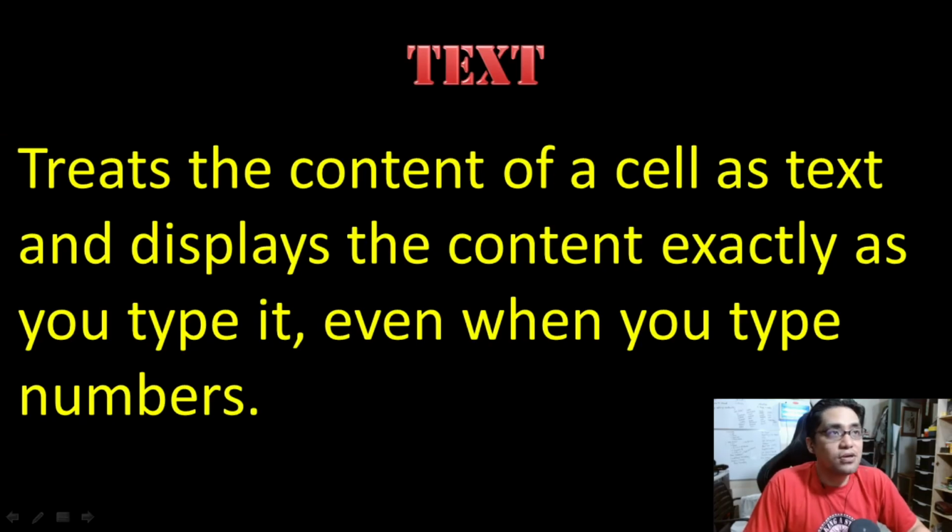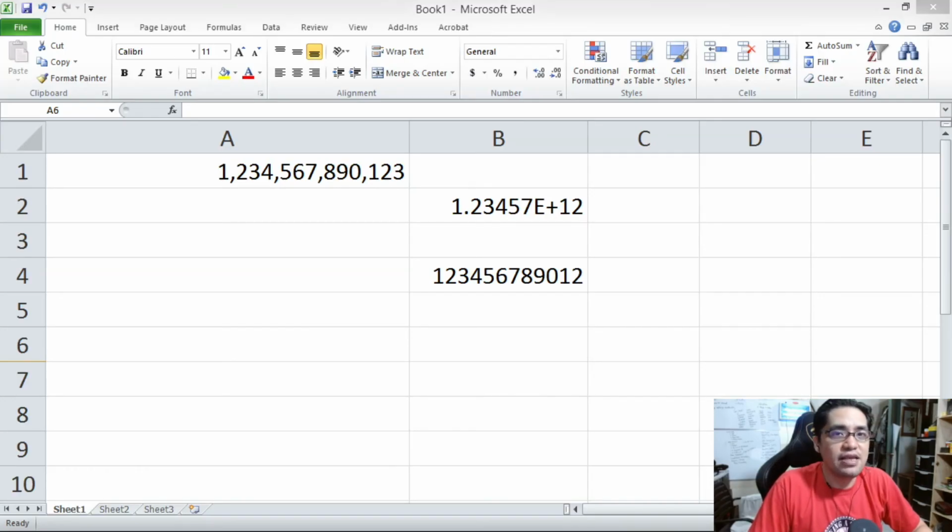Text treats the content of a cell as text and displays the content exactly as you type it, even when you type numbers. And last but not the least is, of course, text. Now, text is not value. Diba? We already talked about it in a previous lesson that you have two kinds of data. You have text and value. So therefore, text are not values, but you can set it as a format for a cell.